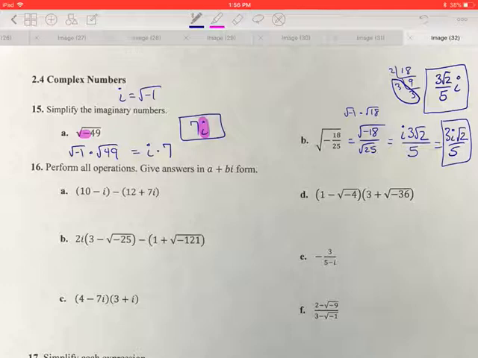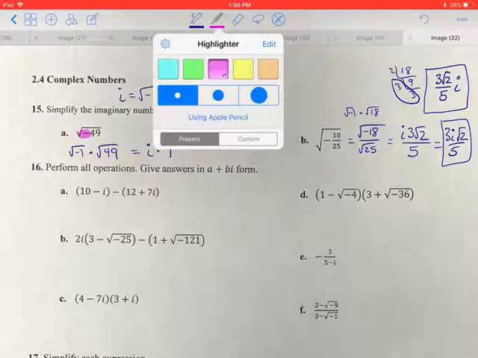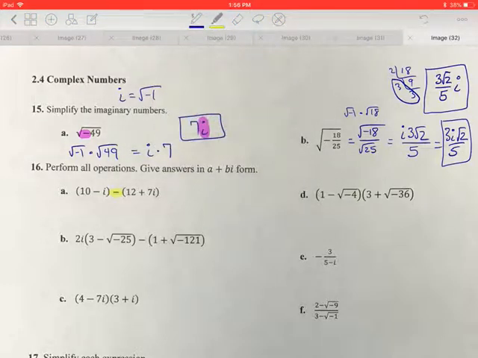All right, now on 16 we're looking at operations. So the first operation we see is subtraction. What we have to remember to do here is to distribute that negative. So I get 10 minus i minus 12 minus 7i. And we want to put everything back in a plus bi form. So 10 minus 12 is -2. A negative i and a minus 7i make a minus 8i. So we would just leave our answer in this form.